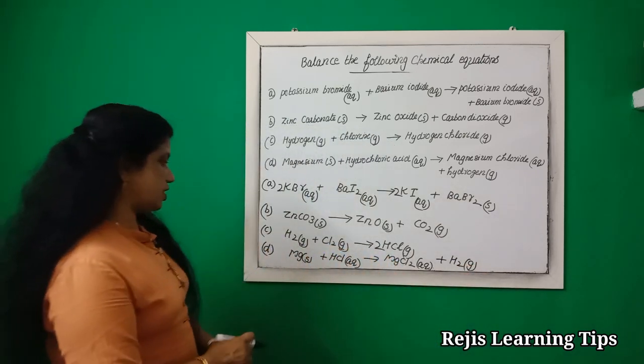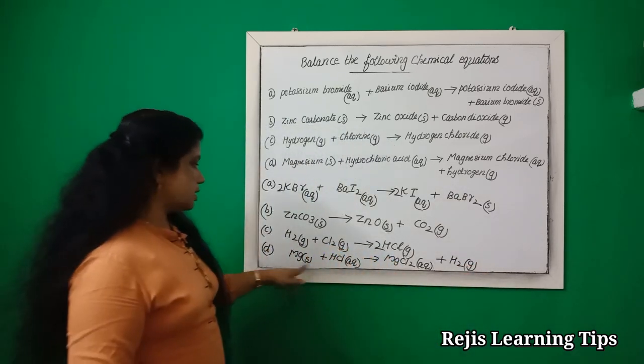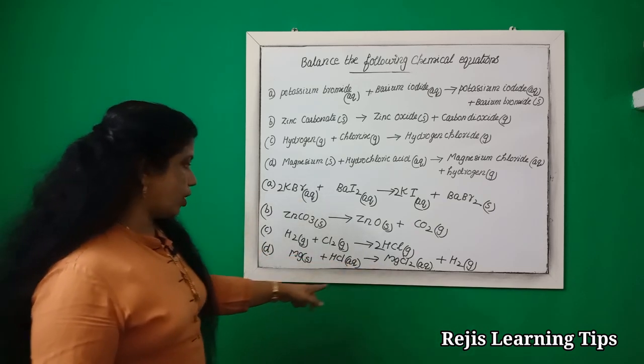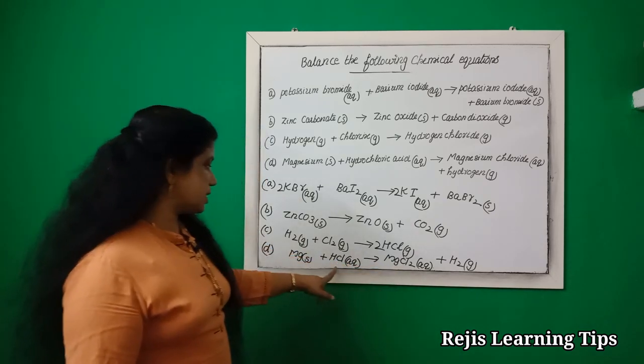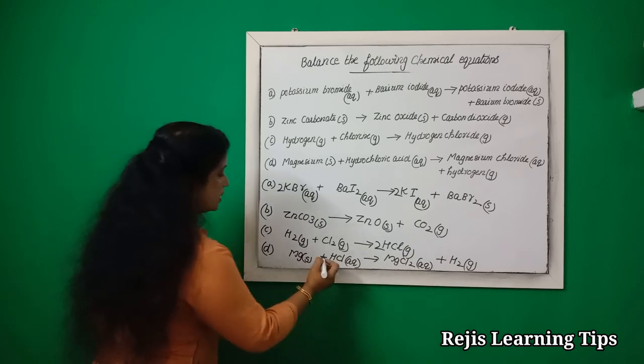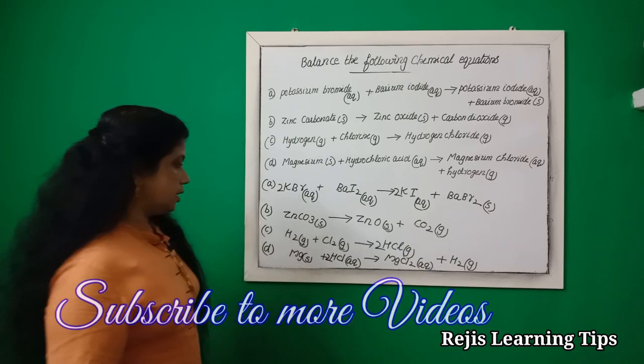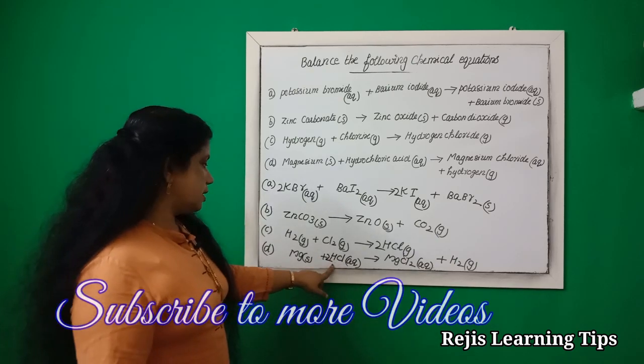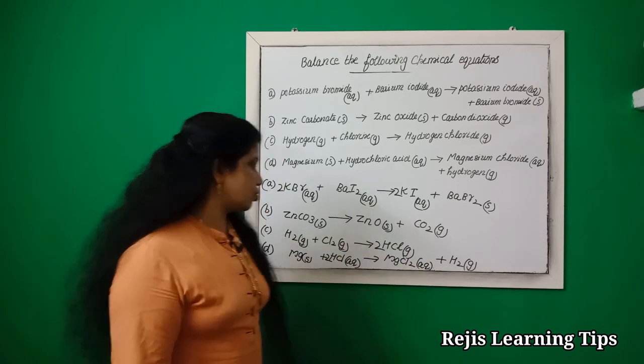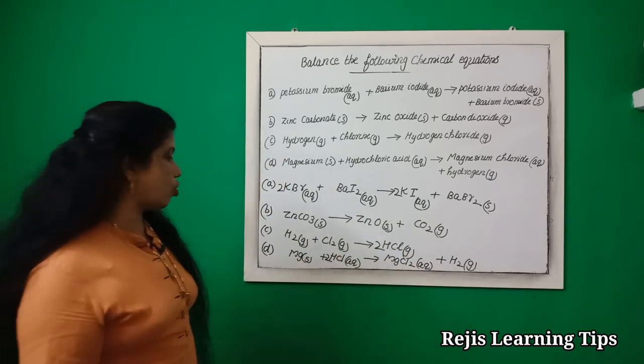Okay, then we can check here. Magnesium is balanced. Then chlorine, in this case 2 chlorine atoms are here, but here only 1, so we can put here 2. Then hydrogen, 2 hydrogen, and here also 2 hydrogen, so this equation is now balanced.